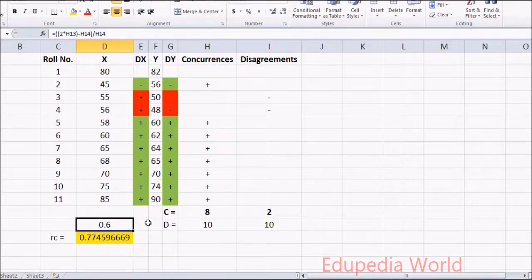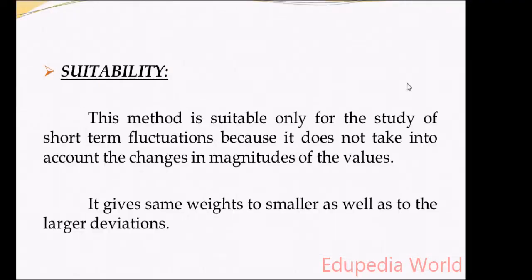Alright, so that was the practice of a numerical problem, and let's see where this method is suitable. This method is suitable only for the study of short-term fluctuations, and the reason is obvious. It's so because it does not take into account the changes in the magnitude of the values, which we have already seen. It gives the same weight to smaller as well as larger deviations, and that's why it's not suitable for any and every question.